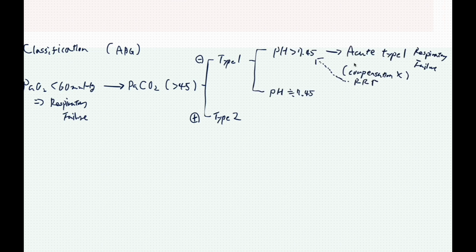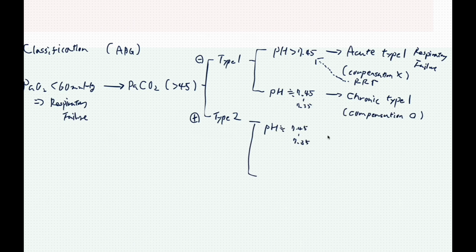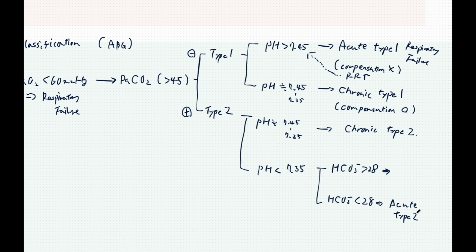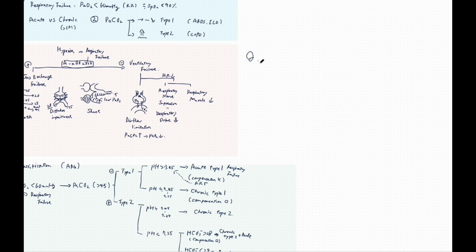In type 1 respiratory failure, acute cases often show respiratory alkalosis because of hyperventilation before compensation can fully develop. Chronic cases tend to have a near normal pH due to compensation. In type 2 respiratory failure, a normal pH suggests chronic type 2, while a low pH suggests either acute type 2 or chronic type 2 with acute exacerbation. To differentiate these, bicarbonate levels are helpful, and I explain that step by step in my ABG arterial blood gas analysis video. Now let me ask you a question.